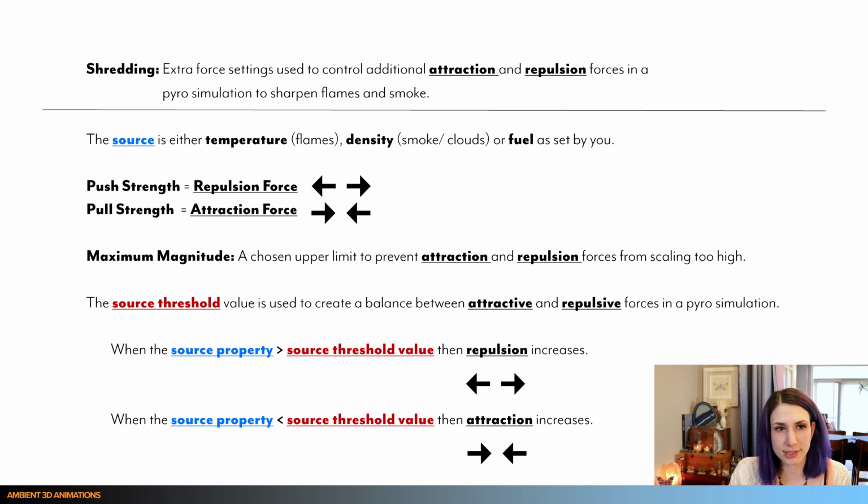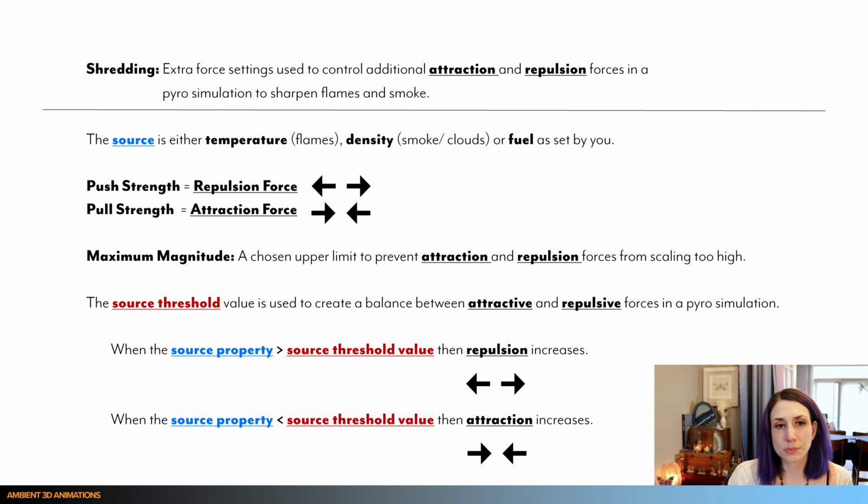So let's talk about this a little bit. So I took some notes to make it a little bit easier. So shredding is an extra force setting used to control the additional attraction and repulsion forces in a pyro simulation in order to sharpen flames and smoke. Your source can be chosen. We talked about that. Right now we're showing temperature, but you could also use density, use these attraction and repulsion forces to control the density or the fuel.